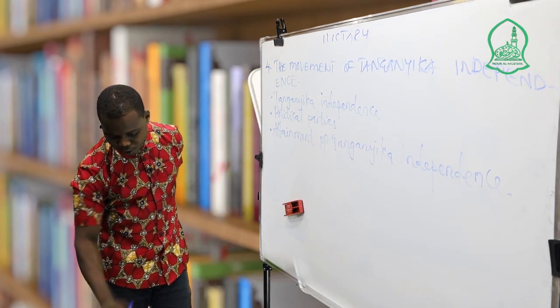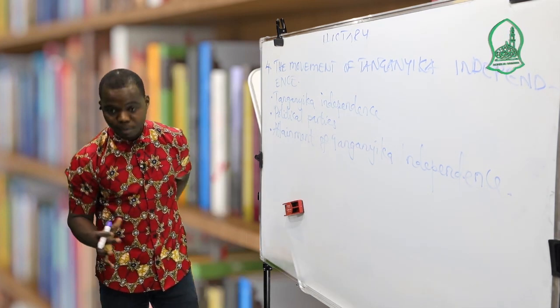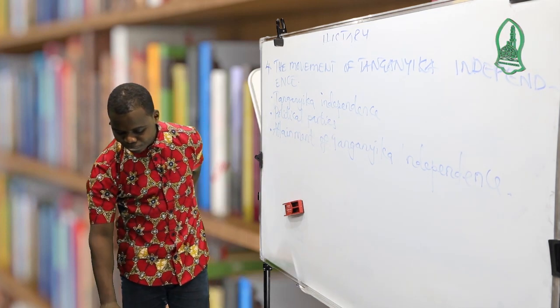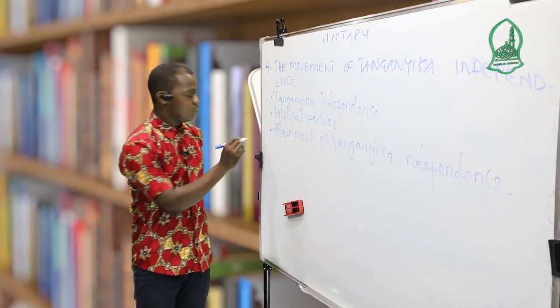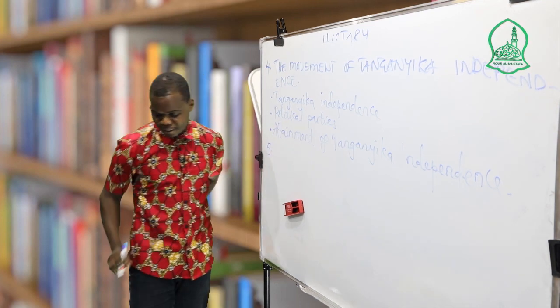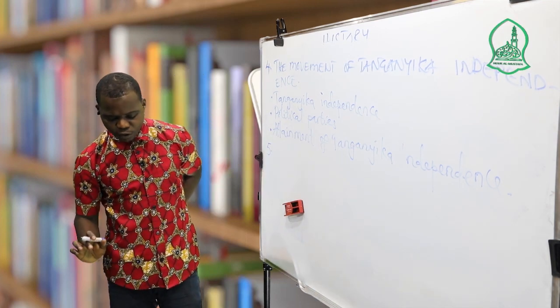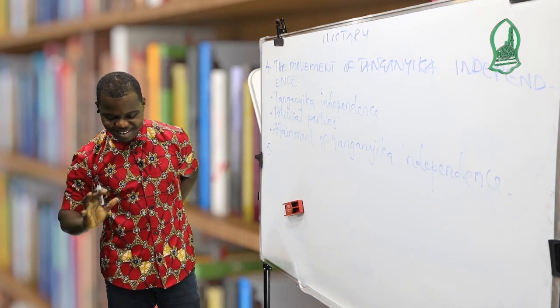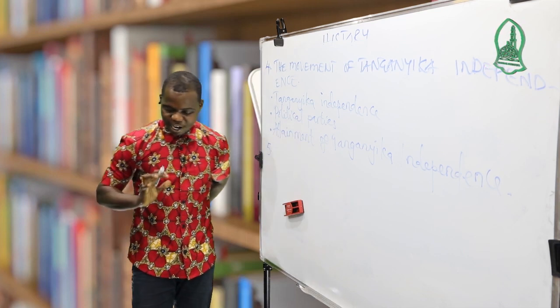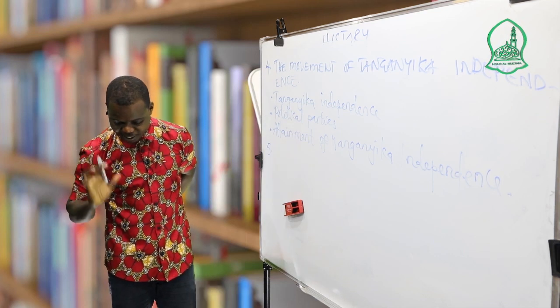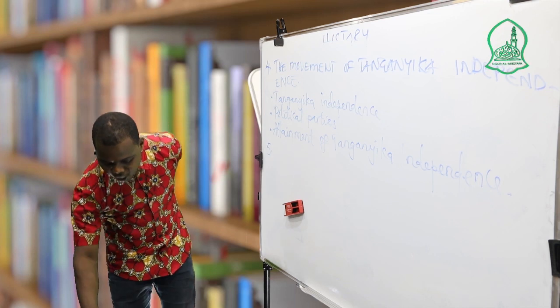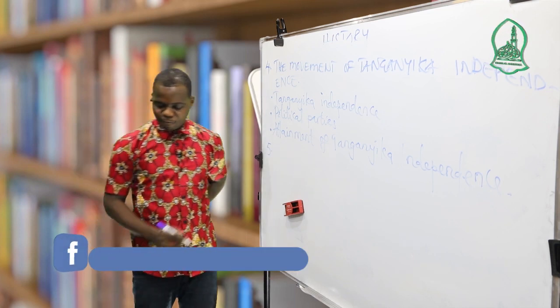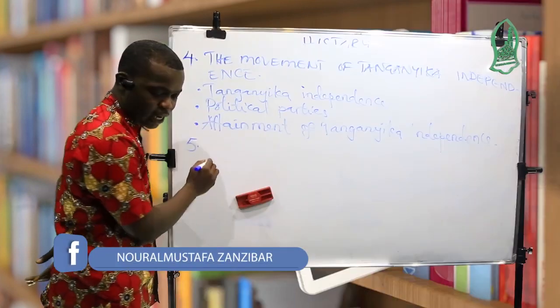Hiyo ilikuwa ni topic ya nne ambayo tutakuja kuiona katika mwendelezo wa vipindi vingine, na vile vile tunakuja kuona topic ya tano. The fifth topic, we are going to see the biggest issue, which is very important, and which is celebrated each year. This will be the Union of Tanganyika and Zanzibar.